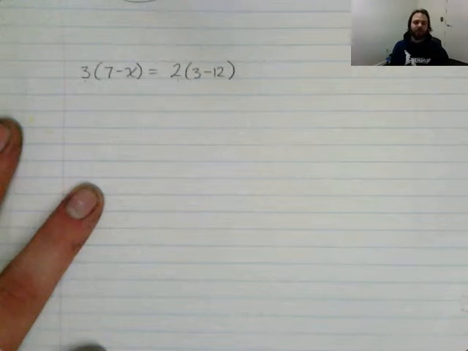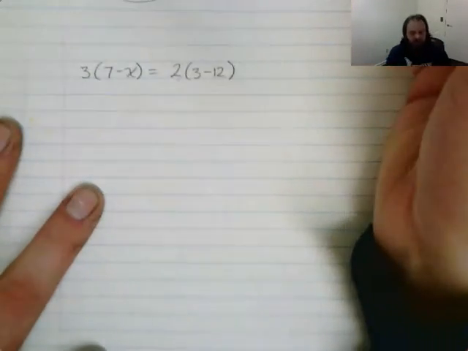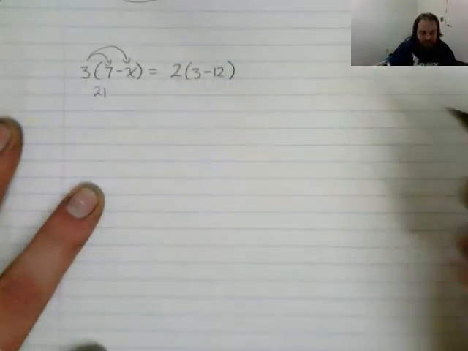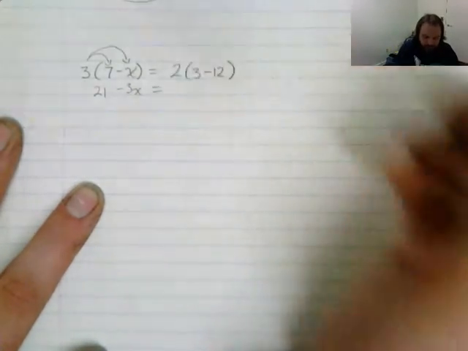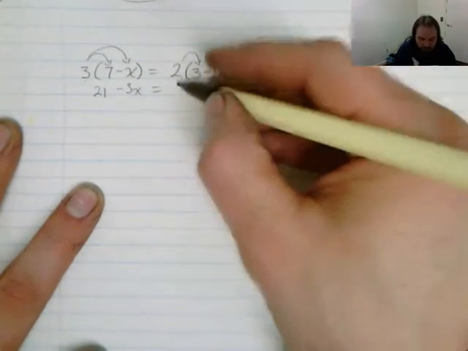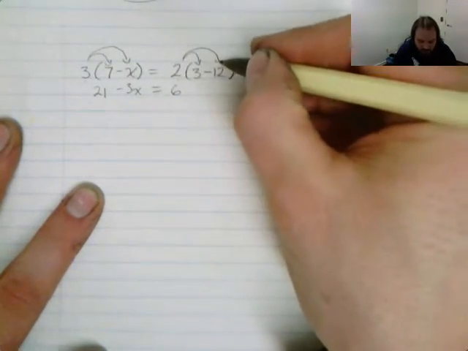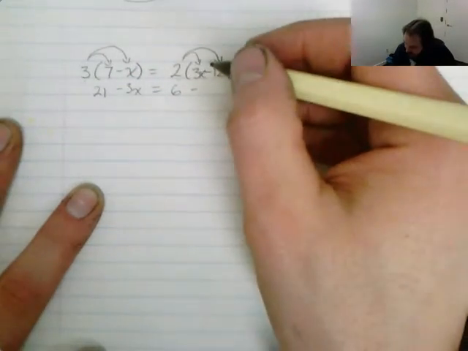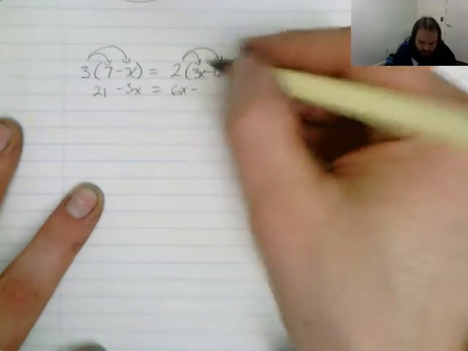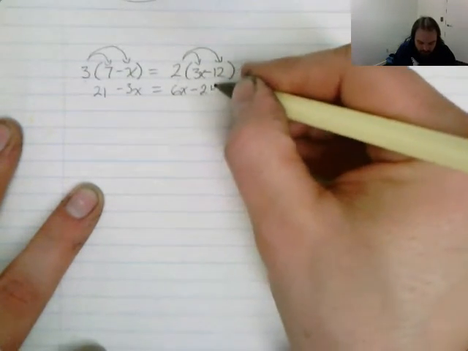And since there isn't a common factor between 3 and 2, we have to use our distributive property to multiply them out. So to get rid of the brackets in this case, we're going to have to use my distributive property. So 3 times 7 will give me 21. Then 3 times negative x is going to give me negative 3x. Now this one here, 2 times 3 is 6x. And then 2 times negative 12 is negative 24.